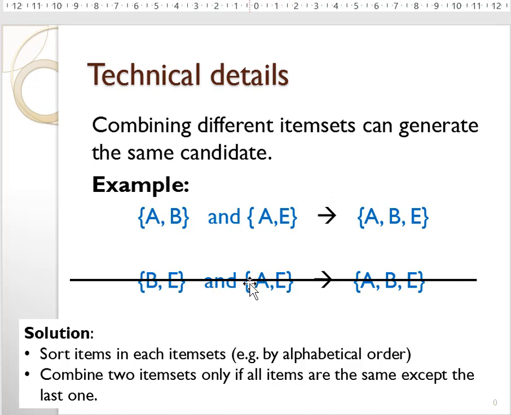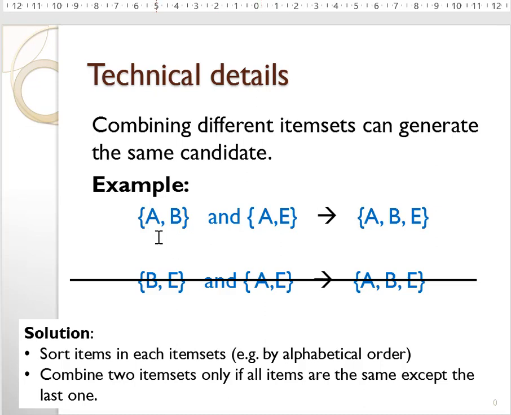So the first item is not the same, so we cannot combine. And if we do this simple solution, we will make sure that we never generate the same item set twice. Maybe it is not so obvious, but it is true actually. I will not make the proof here, but if you want, you can do the proof about this, and you will find that it is always true.